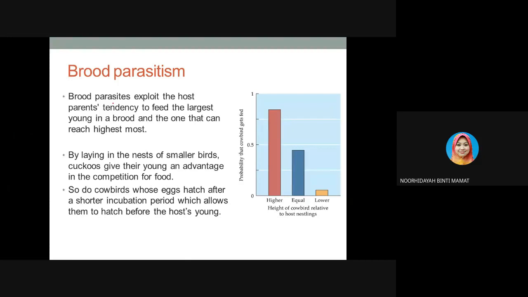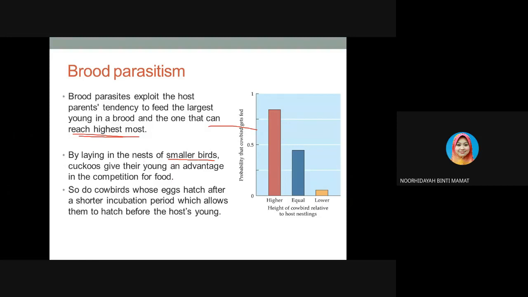The brood parasite exploits the host parent's tendency to feed the largest young in a brood, the one that can reach highest. As you can see from this graph, by laying in the nest of smaller birds, the cuckoos give their young an advantage in the competition for food. So how do they choose where to lay their eggs? They will choose the smaller birds, because their young can have the advantage in competition for the food, since the owner of the nest will have smaller birds.